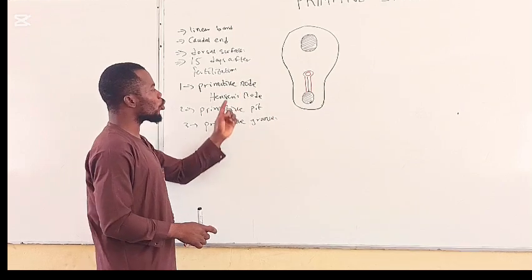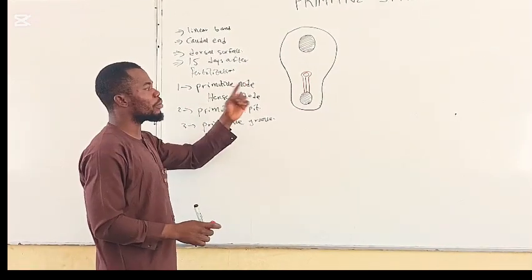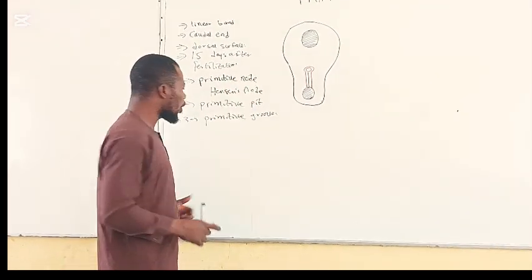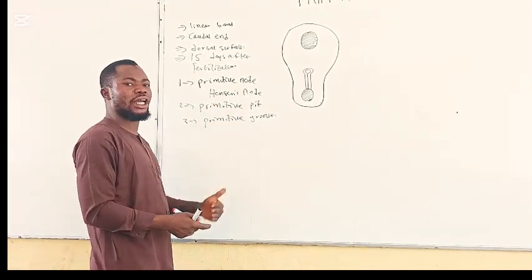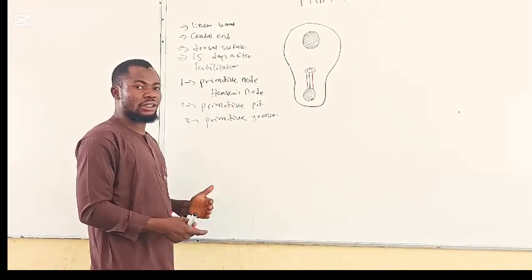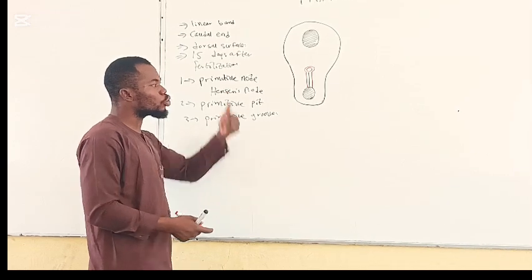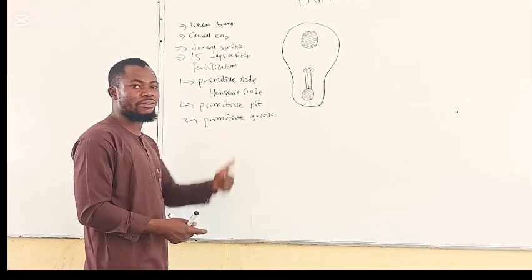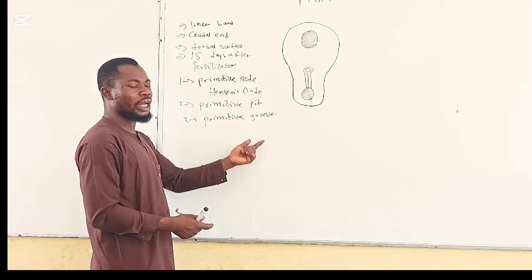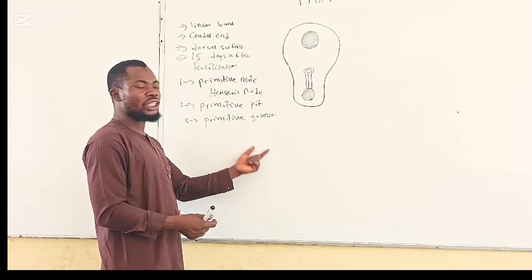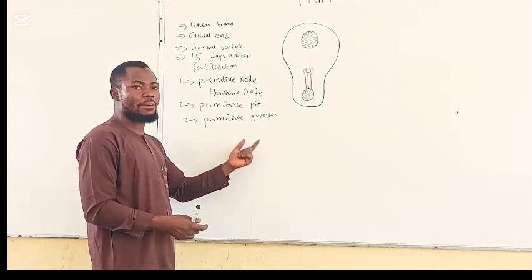I would say that the primitive node is the cranial end of the primitive streak. Now, the primitive groove extends throughout the extent of the primitive streak. It is just a groove that extends throughout the extent of the primitive streak. Both the primitive pit and the primitive groove also arise as a result of the proliferation and thickening of the cells of the epiblast.